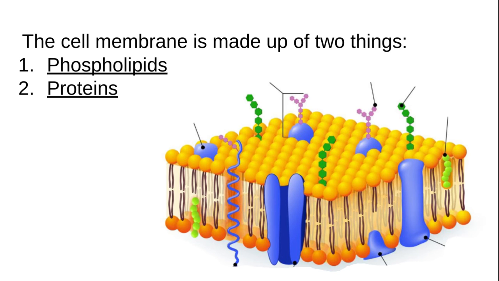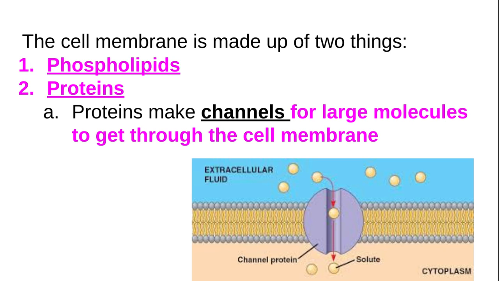The other thing that makes up the cell membrane are proteins. Proteins are all the colored things, the blue, the pink, the green. Those are all of the proteins. And proteins have different jobs. Proteins can be channels. So the channels let large molecules through. So in your note packet, you're writing for large molecules to get through the cell membrane.